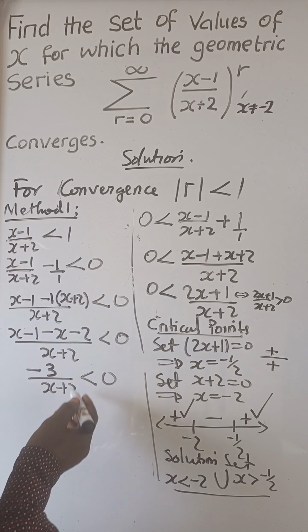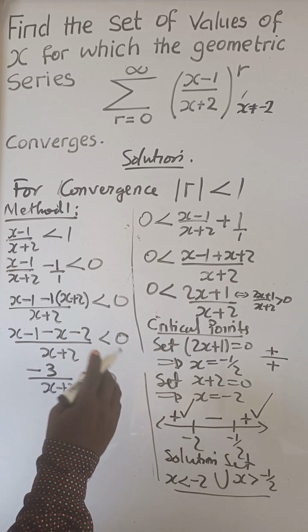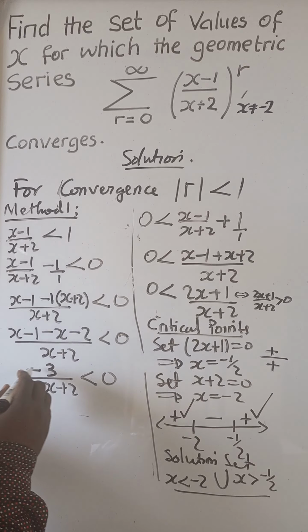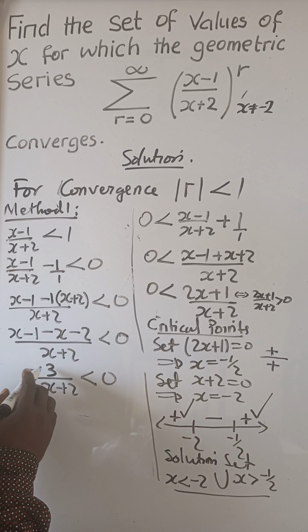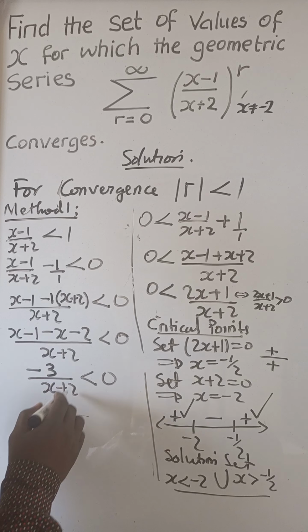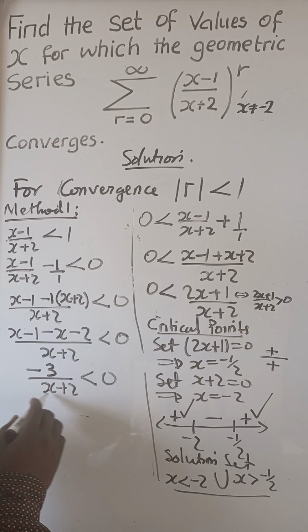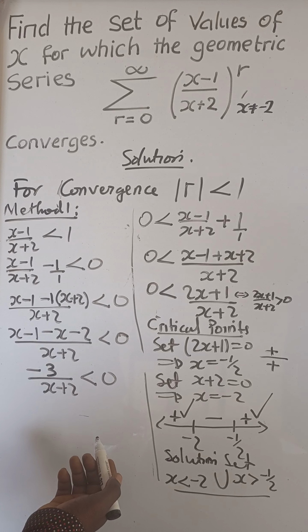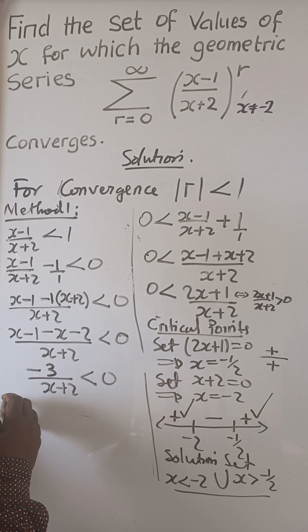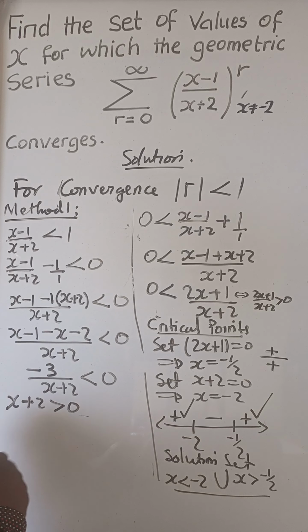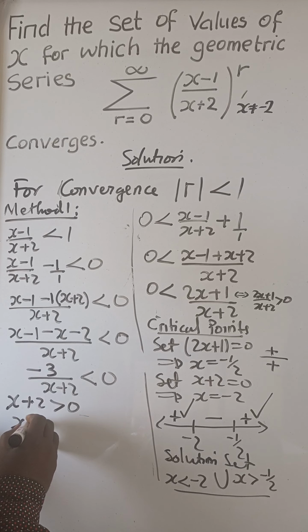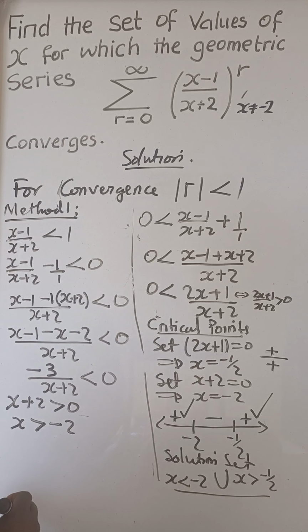Our inequality has reduced to this form. Now, less than 0 means negative. If you look at the numerator, we already have negative 3, which is a constant. It will never change, so the numerator is already negative. So for this rational expression to be negative, the denominator must be positive. All we have to solve for is the inequality x + 2 > 0. This denominator has to be positive. So from here, we see that x is greater than negative 2.